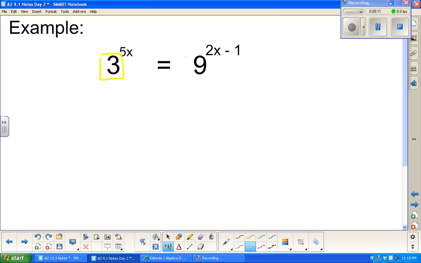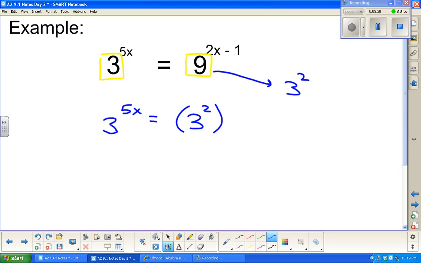The one base is 3, the other base is 9. Okay, and it should kind of jump out at you that you could rewrite 9 as 3 squared. So this side, let's leave the 3 alone here. The right side, 9 is really 3 squared. Okay, and that's still getting raised to a power. So the bases are the same. They're both 3. It's just that there's something going on where the right side has 2 exponents.